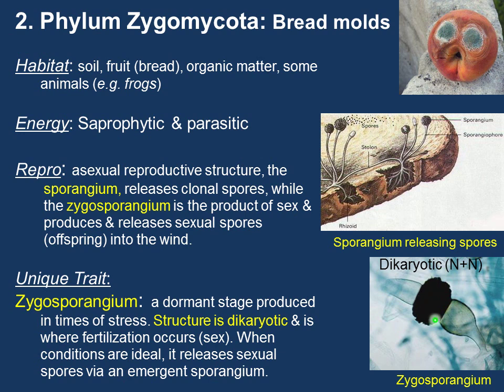Off to the right, we can see a fruit with 2 different colonies of bread molds that have grown on it. Then we can see our typical bread, and it has the sporangium, the sporangiophore, the stolon, the spores, and the rhizoid. And then in the bottom right-hand picture, we can see that zygosporangium, very specific, only grown in times of stress, and it's dikaryotic, so it has 2 nuclei that have not fused.